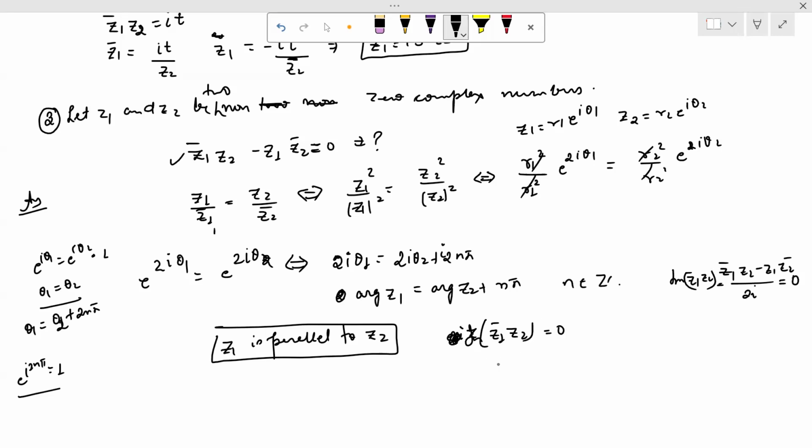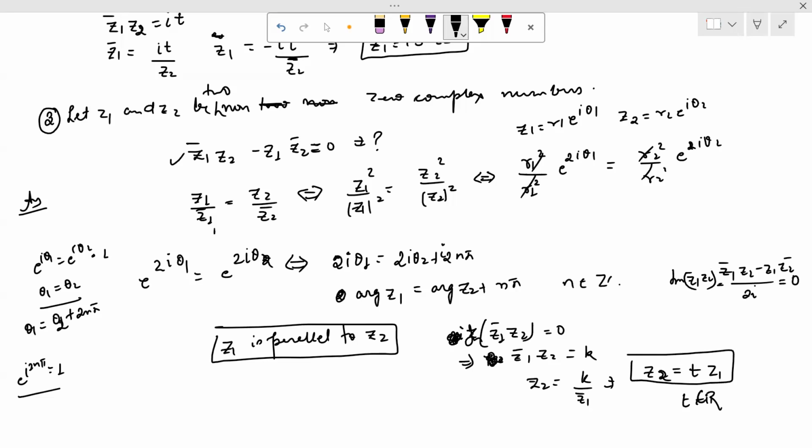So imaginary part equal to 0, what does that mean? It implies that Z1 bar into Z2 is purely real and it is equal to, let's say, K. And it implies that Z2 is equal to K times Z1 bar. And it implies that Z2 is equal to some constant times Z1. So from here also you can understand that this implies the condition for parallelism.